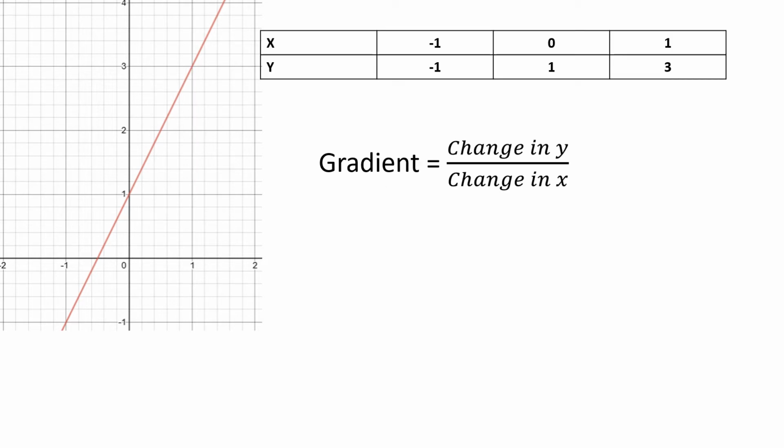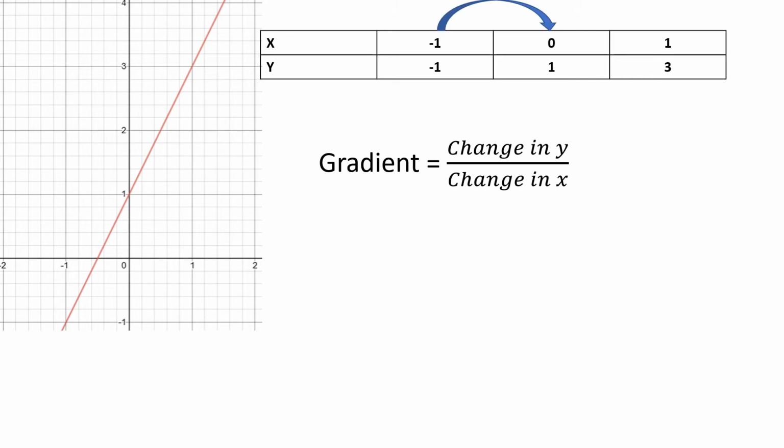Next, we're going to look at finding the gradient from a table. I have included the graph here, and you will see that it is the same graph as we had on the first slide. So I want to show you both processes and show you how we get the same answer. So this time we have the table, and we can see that our x values are -1, 0 and 1, and our y values are -1, 1 and 3. Now the gradient when you're doing it from a table equals change in y over change in x.